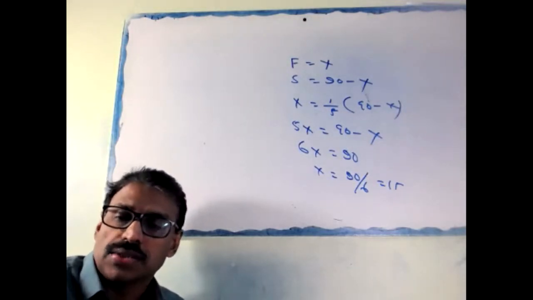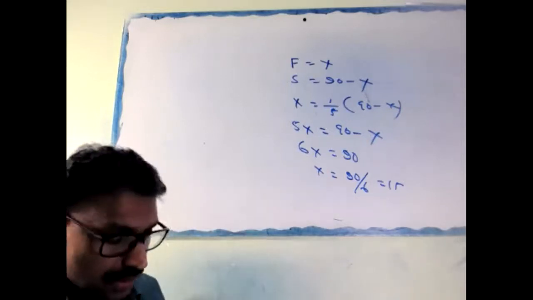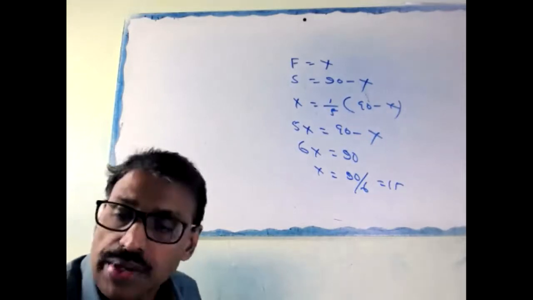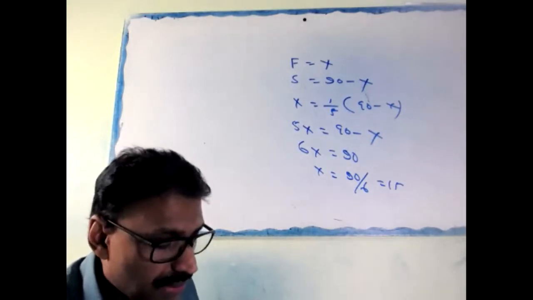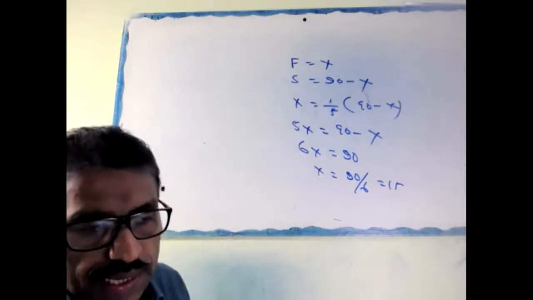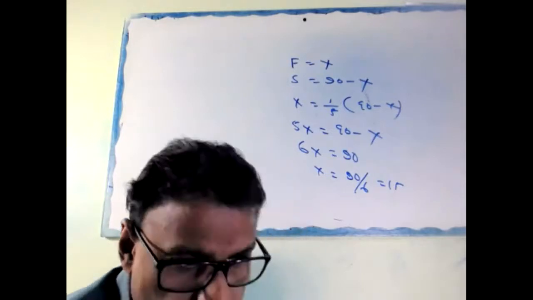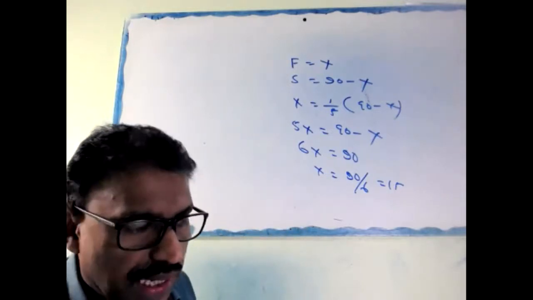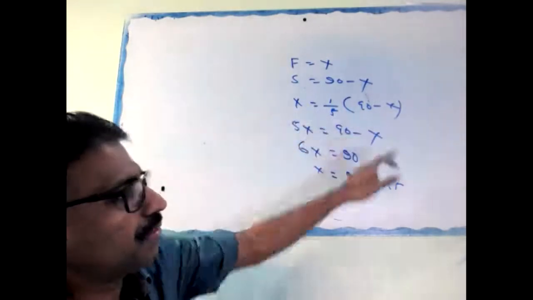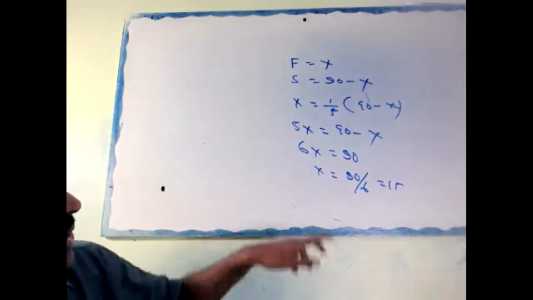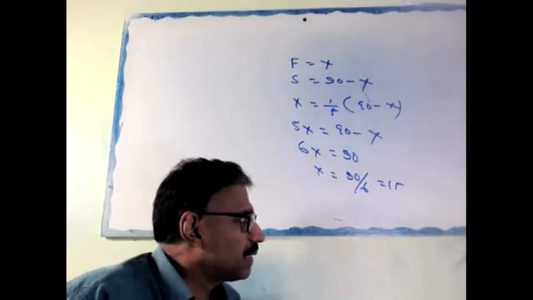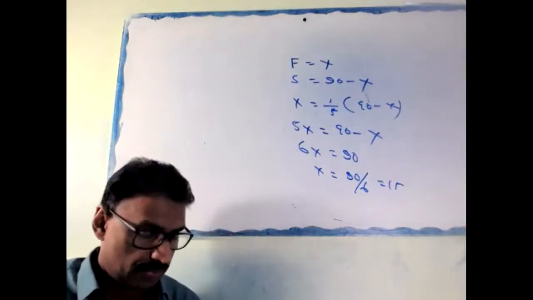Advait, what are you writing, man? This is all wrong. Okay. See, read the question. One angle is, Advait, listen. One angle is 1/5 of its complement. First angle is x. Second angle is 90 minus x because they are complementary angles. So first angle is 1/5 of the complementary angle. So x equal to 1/5 of 90 minus x. So 5x equal to 90 minus x, 6x equal to 90, x equal to 90 by 6 equal to 15. Okay.